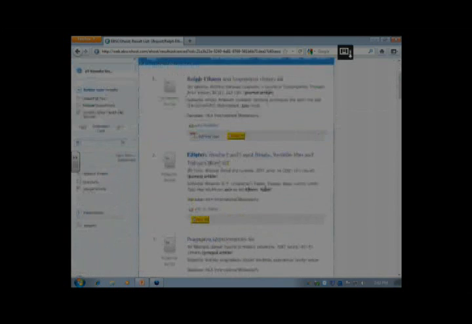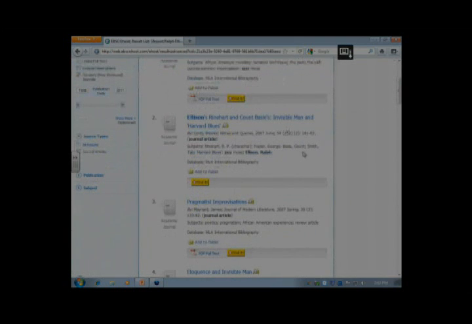Now I'm going to try and find something. I think we had a question about Find It, which I'm about to talk about, so I'll get to that in just a sec. But if you see, there's PDF full text here, and above, this one doesn't seem to have HTML full text or PDF full text.